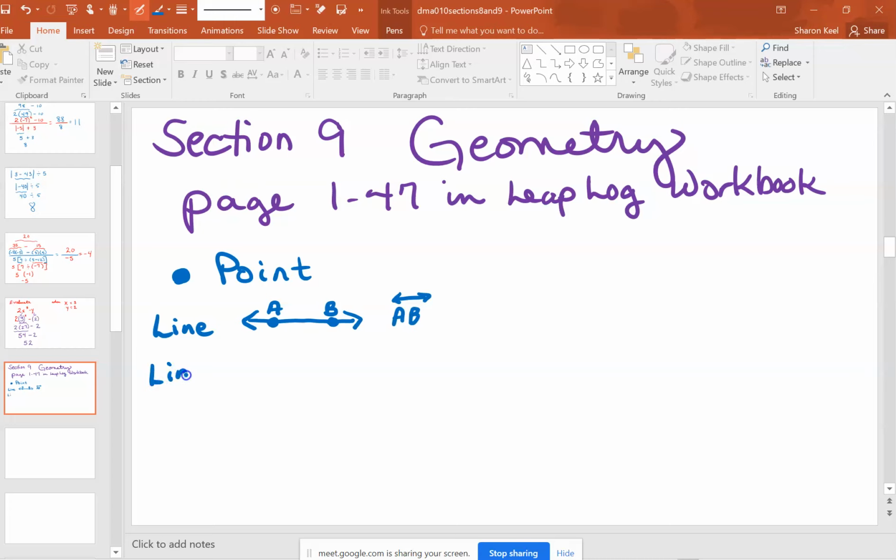The next term that we see is a line segment. A line segment has endpoints. Since it has endpoints, it does not go on forever and ever. It stops at both of these points. The abbreviation for that would be simply a straight line with an AB up underneath.